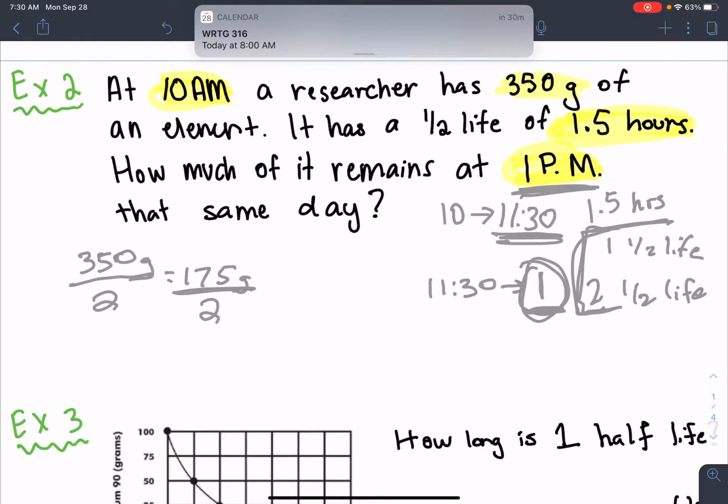Remember, you can use your calculator on these if you're not really sure. So if we do 175 and we divide by 2, we get 87.5 grams. Alright, so that's how you do those problems.